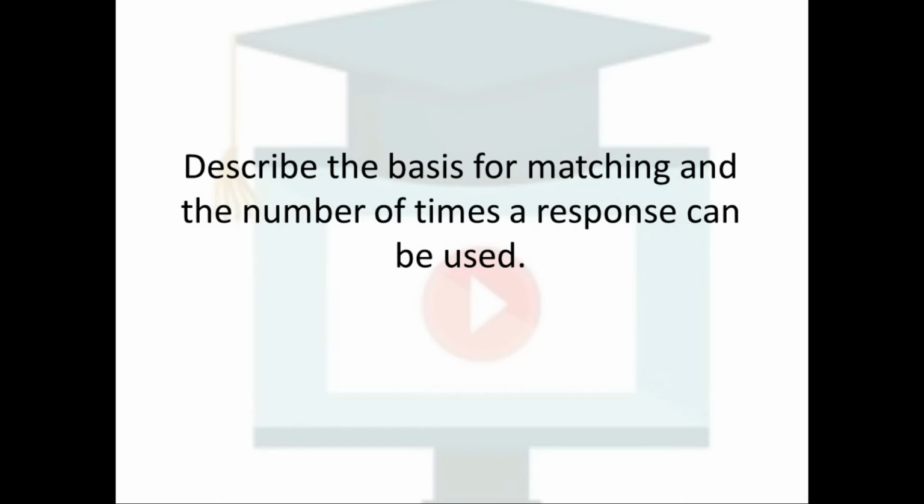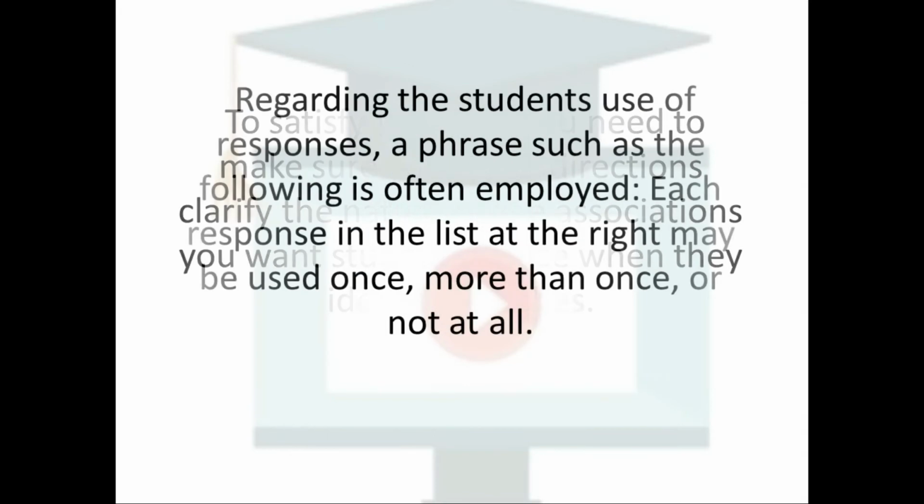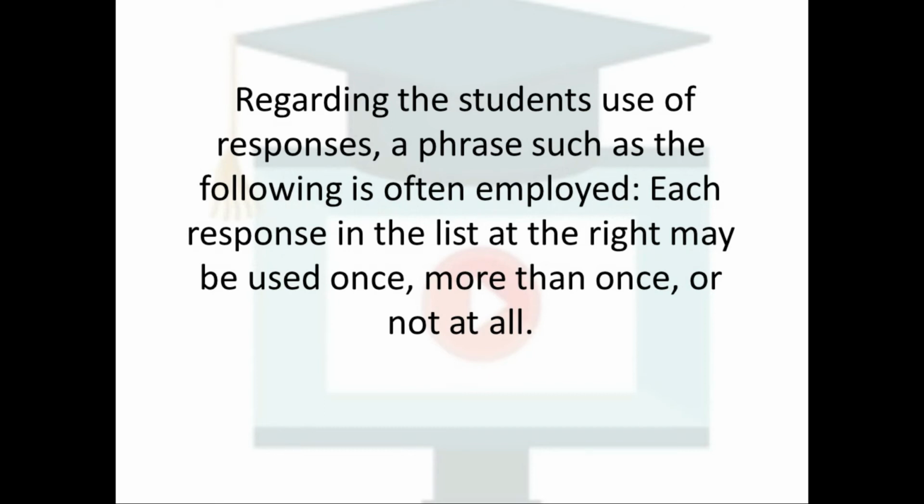Describe the basis for matching, and the number of times a response can be used. To satisfy this rule, you need to make sure your test's directions clarify the nature of the associations you want students to use when they identify matches. Regarding the student's use of responses, a phrase such as the following is often employed. Each response in the list at the right may be used once, more than once, or not at all.